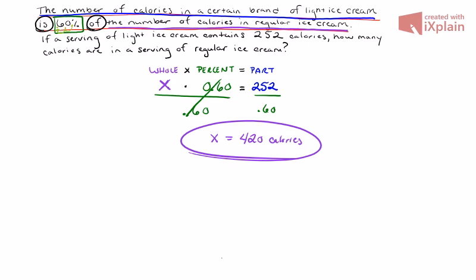You can always check to make sure that this seems to make sense. So if you did 60% times 420, you should end up getting that 252 calories back.